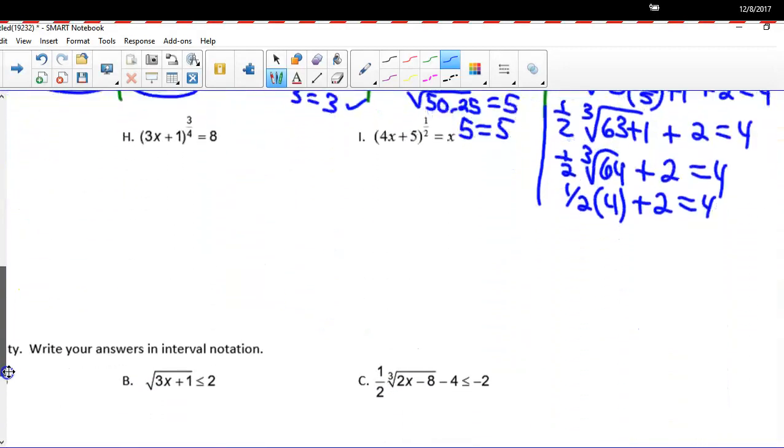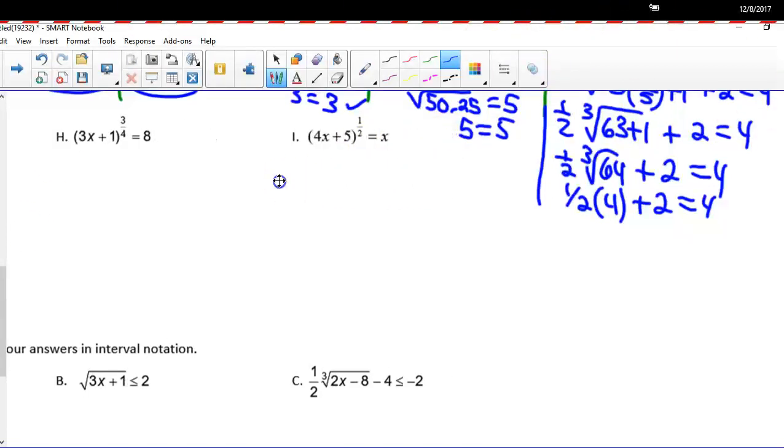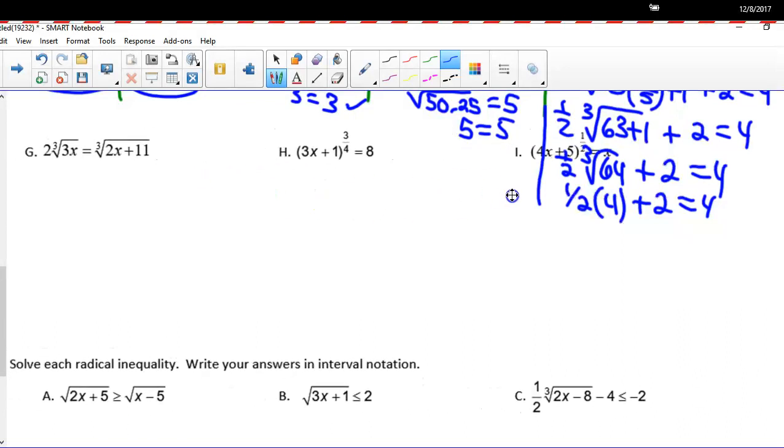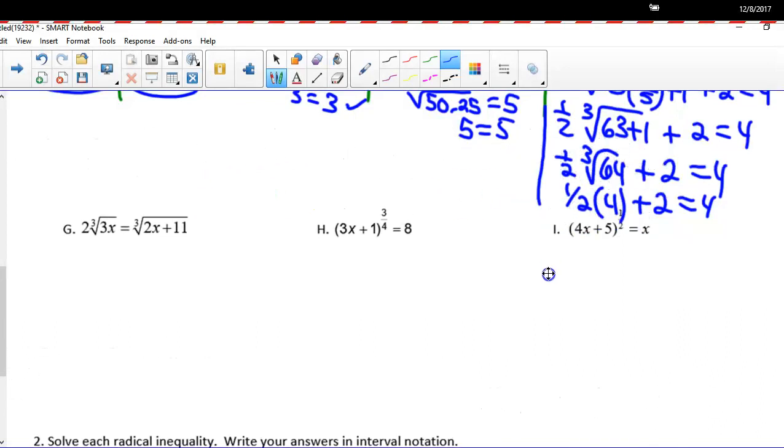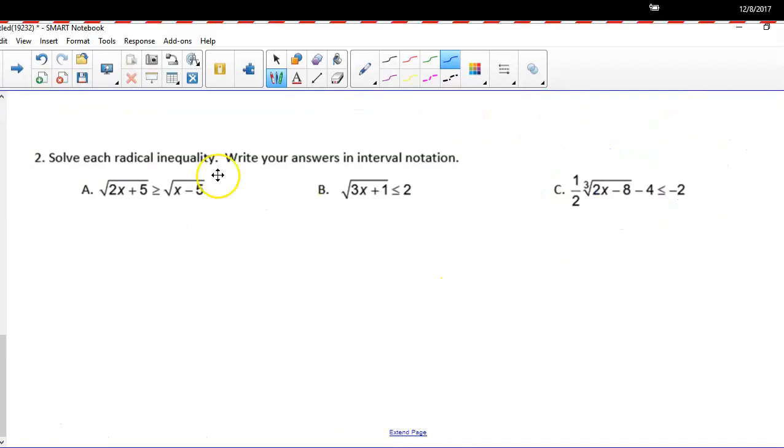Let's see what's happening. Oh, I think we scrolled over somehow. Let me see if I can fix that over here. Yeah, that's what happened. Okay, there we go.